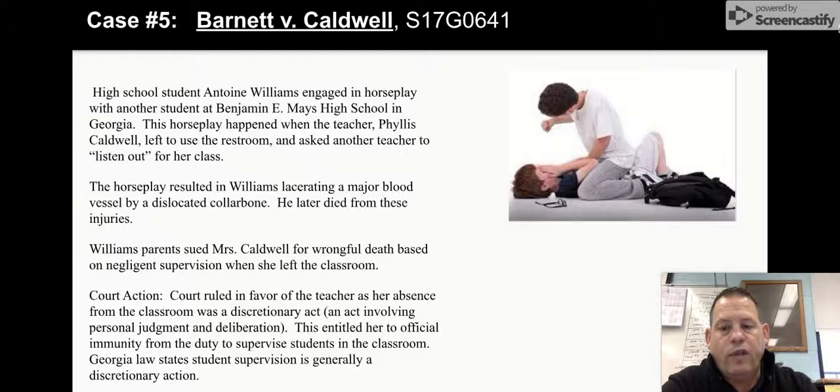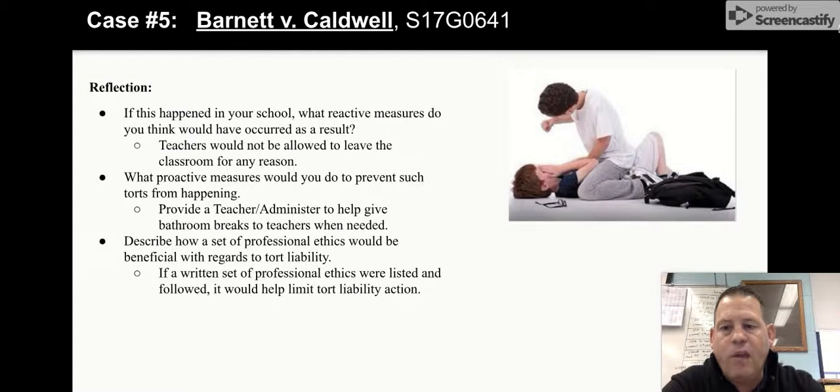In this court action, they ruled in favor of the teacher because her absence from the classroom was a discretionary act. This is called an act involving personal judgment and deliberation. This entitled her, the court says, to official immunity from the duty of supervising the students. In the classroom, Georgia law states that student supervision is generally a discretionary measure. So even though this may not have been the best thing for the teacher to do, she is not held liable for this action.